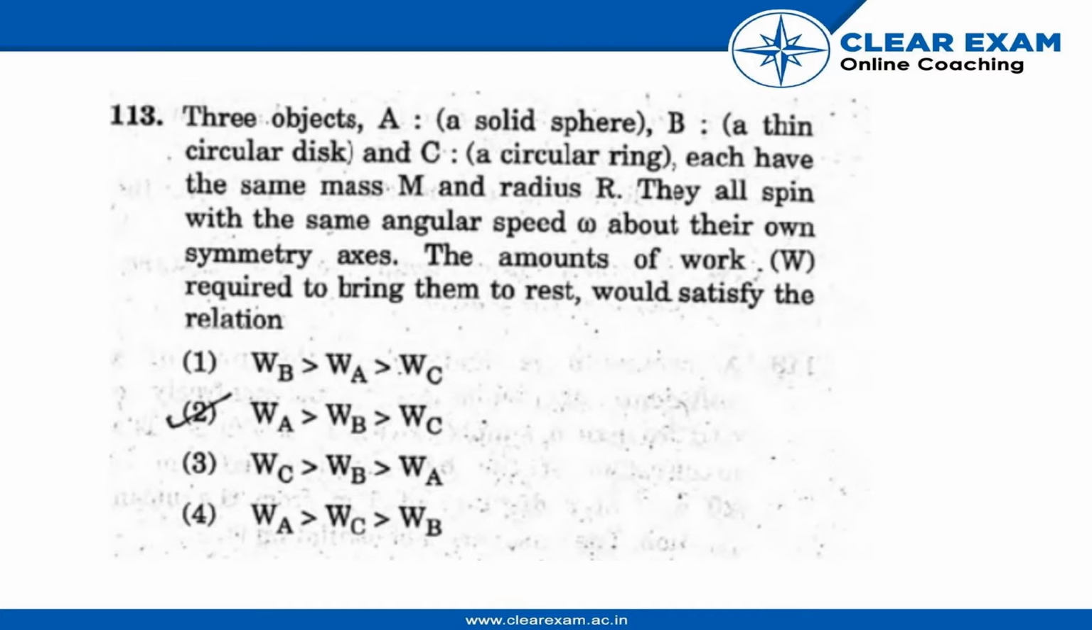So what all have we been given? We have been given the same mass m, the same radius r, and we also know that they spin with the same angular speed.